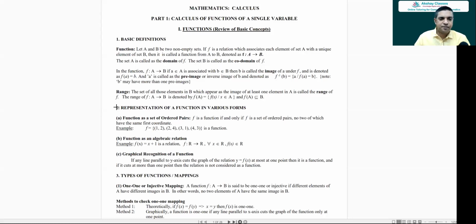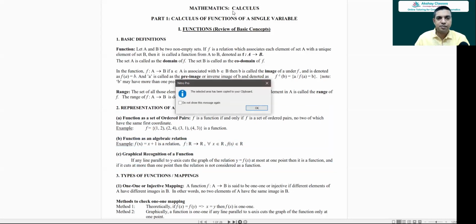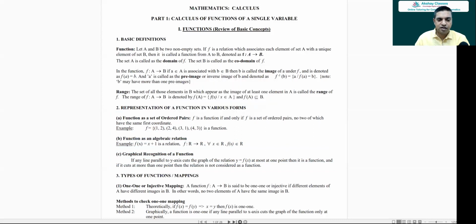Now there is representation of functions. How do you represent functions? There are different types of functional representations.